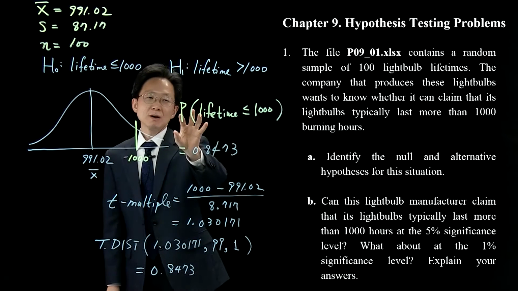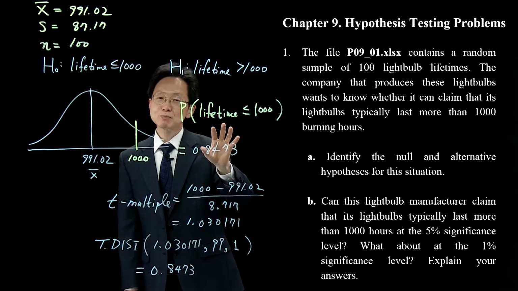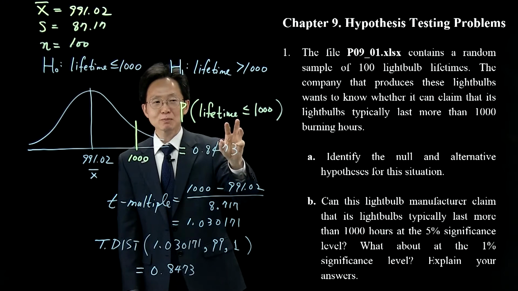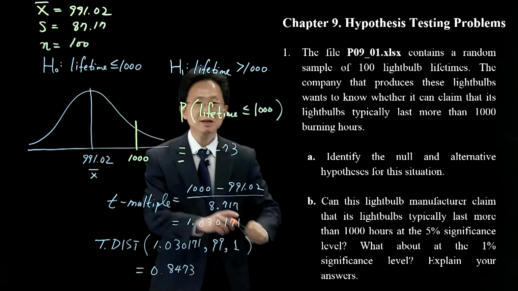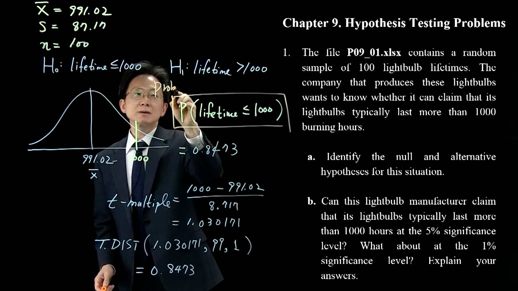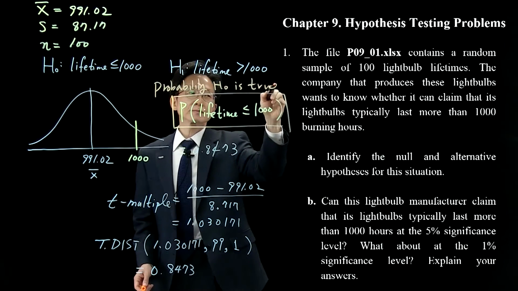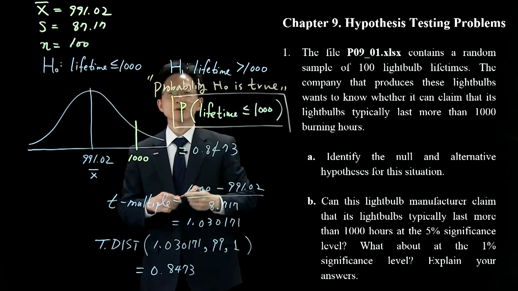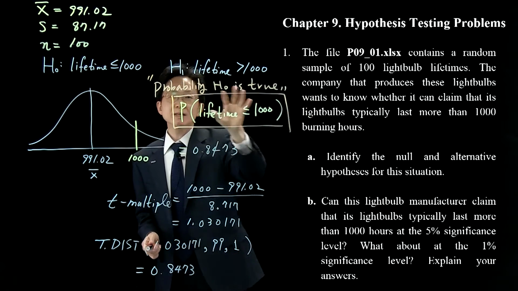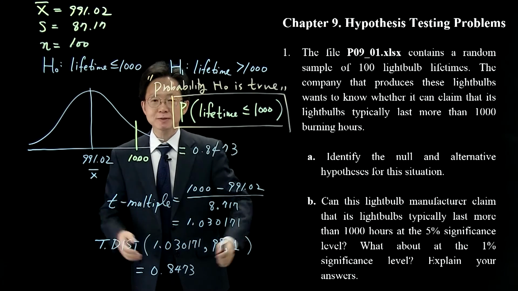In other words, the probability the lifetime is less than or equal to 1,000 is almost 85%. I would just say this is a huge probability, right? Huge probability. And what is this probability? This is actually the probability that H0 is true. Okay? H0 is true. So that's the probability that H0 is true, and that probability is almost 0.85, which seems significant.